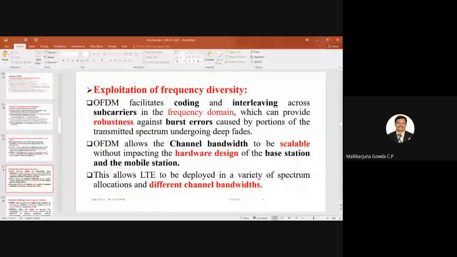So the next one is that OFDM can exploit frequency diversity. We can talk about different types of diversities, frequency diversity, time diversity, and so on. Here I will say how OFDM is able to exploit frequency diversity. It facilitates coding and interleaving across subcarriers in the frequency domain.